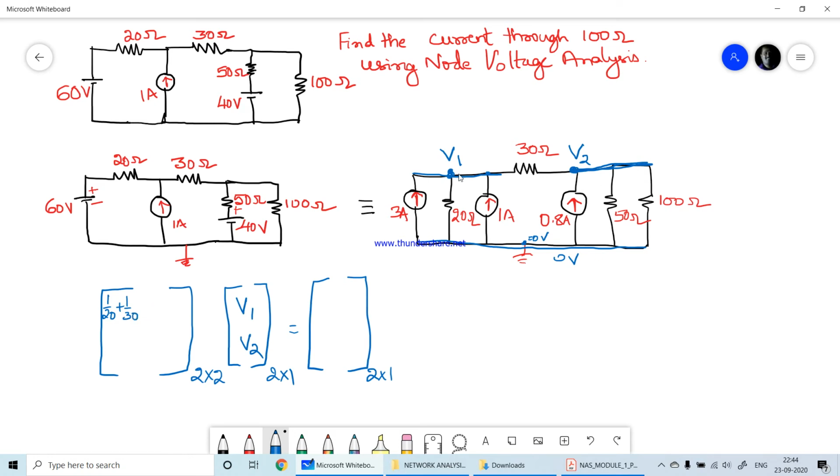Similarly, between node 1 and node 2 we have 30 ohm, therefore it is 1 over 30. Again between 2 and 1 we have 30 ohm, therefore it is 1 over 30. Whereas for node 2, we have 30 ohm, 50 ohm, and 100 ohm connected to node 2. Therefore it is 1 over 30 plus 1 over 50 plus 1 over 100. Now we will see what current values we will mark in the matrix.